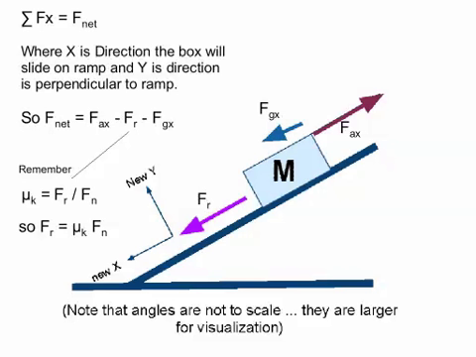It should be evident from the diagram that our net force called F sub net should be equal to F sub ax minus F sub f minus F sub gx. We must also use the results of the previous step where we determined the value of the normal force. Since the coefficient of kinetic friction is defined as the ratio of the friction force to the normal force, we can determine that the friction force is equal to mu sub k times the normal force.